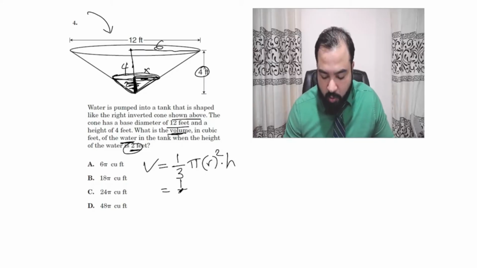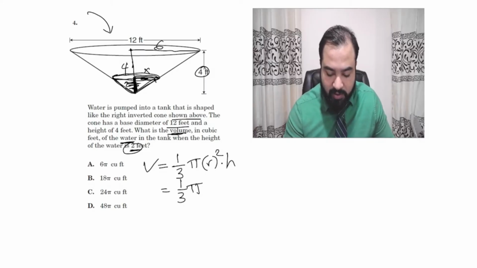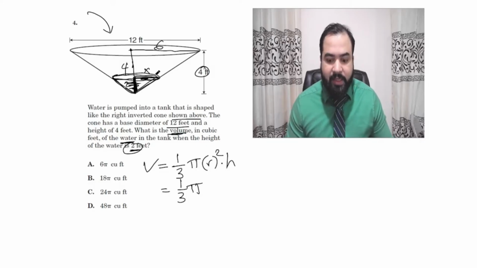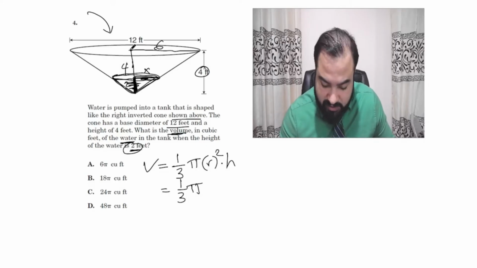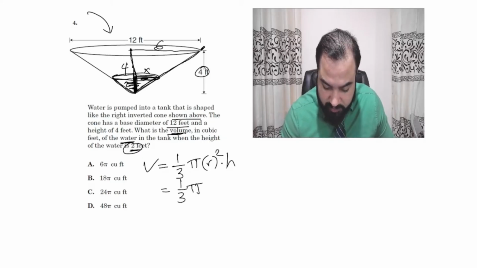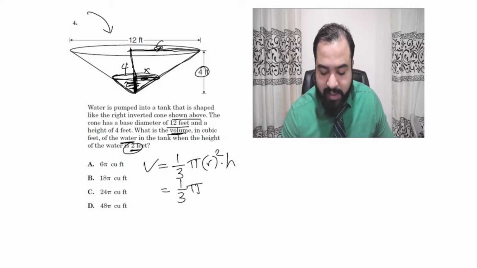Now we know that 1/3 pi is going to be there, and the radius of the cone we don't know. The baby cone here, we don't know the radius. How do we find it? As you can see, there are two right triangles. One is a big right triangle with a base 6 and a height 4, like 6 by 4, and another baby triangle here, 2 by x.